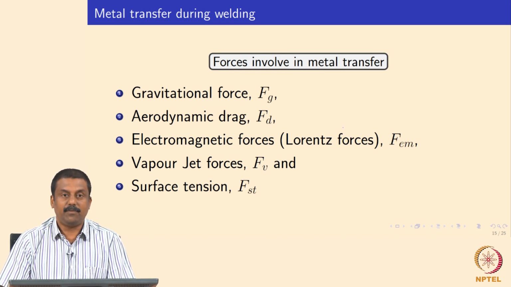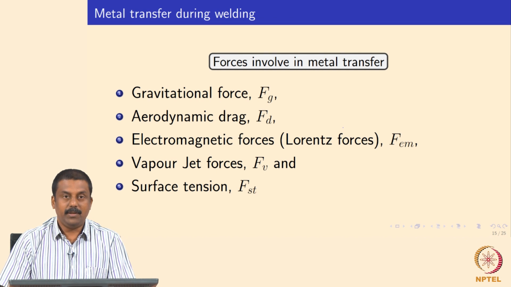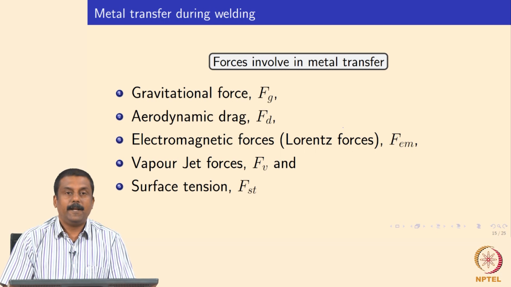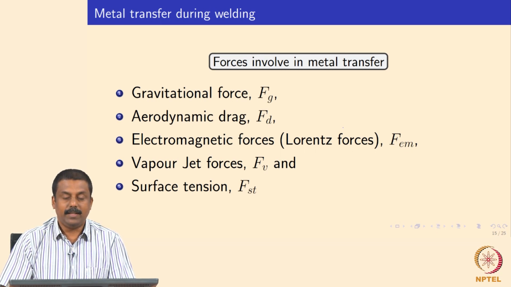The first one is the gravitational force. When you are doing downhand welding, gravity always aids the droplet detachment because gravity pulls the droplet towards the workpiece.